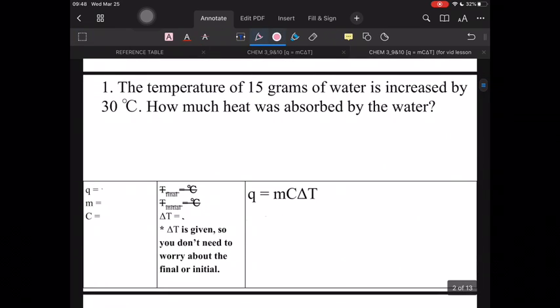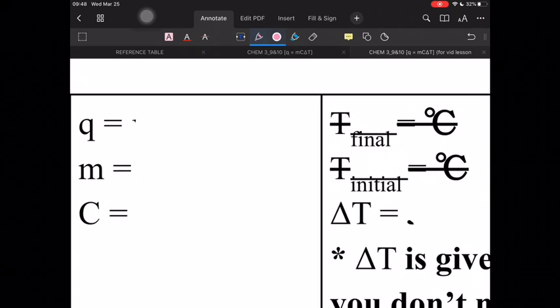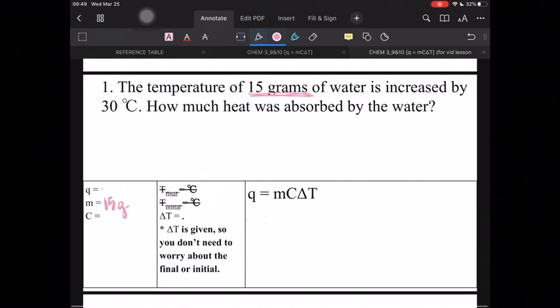As we read through it, we're going to pick out the pieces of information and fill them in for our variables. Temperature of 15 grams, I hear grams, I know that's mass. I'm going to put that in for my mass down here. 15 grams is increased by 30 degrees Celsius. We know that Celsius means we're doing temperature. And how much heat? When it's talking about heat, I know that is my Q, so we're going to put X for that. So I have my temperature, I have my heat, I have my mass.